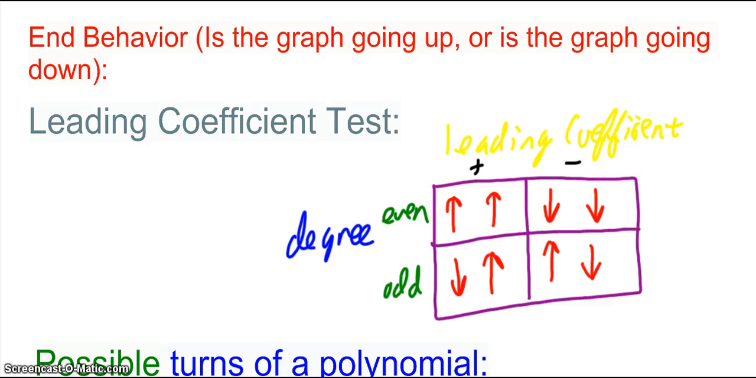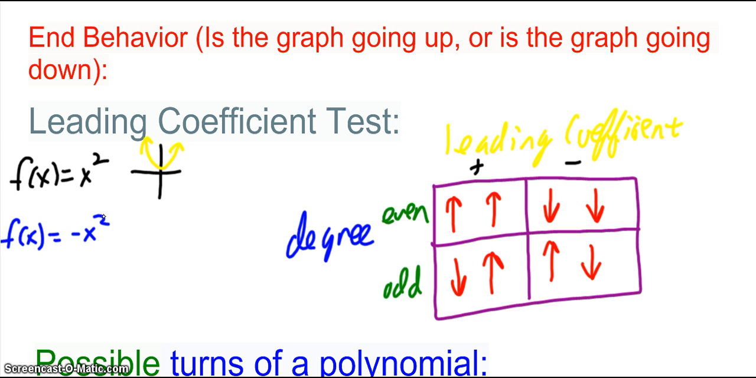What are we talking about here? So think of a couple of quick examples. If I have f of x equals x squared, the degree is even, the leading coefficient is positive. What does this graph look like? It looks like this. So it goes up left, up right. If I have f of x equals negative x squared, the degree is even, the leading coefficient is negative. The graph looks like this. It goes down left, down right.